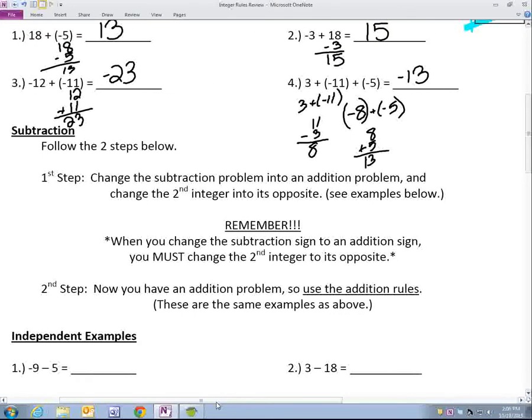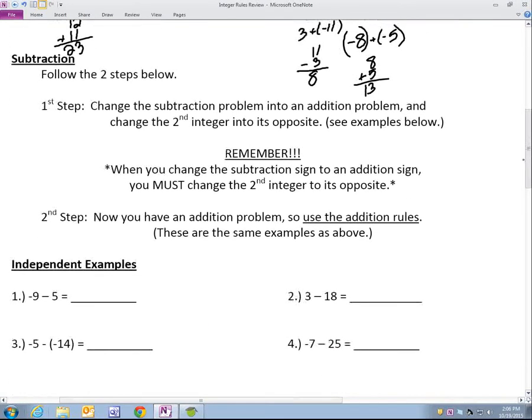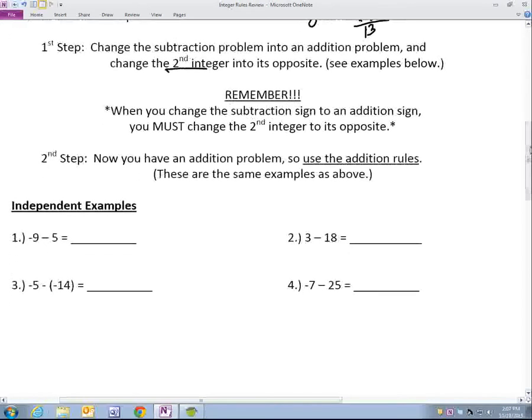Subtraction. This is the same thing as addition at the end, but we have to notice something first. It says here, change the subtraction problem. Here's the first thing we do. Change the subtraction problem into an addition problem and change the second integer as well. So it's keep, change, change. When you change the subtraction sign to an addition sign, you must change the second integer to its opposite. So it's keep, change, change for subtraction.